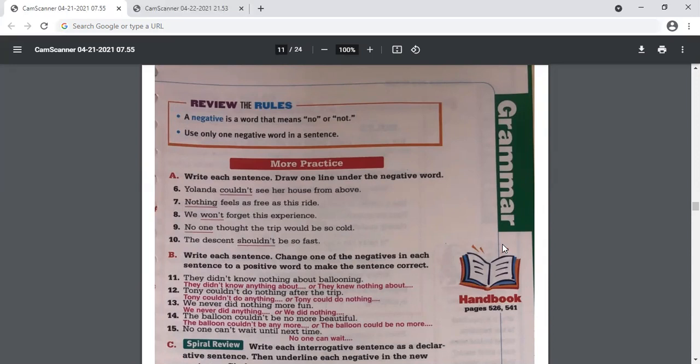Number 15, no one can't wait until next time. So here we have no one and can't. This is a double negative. We can change can't to can so that this is a positive word instead of a negative word. No one can wait until next time.